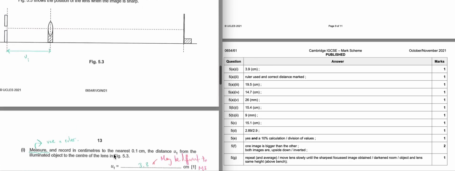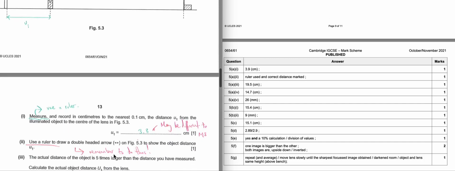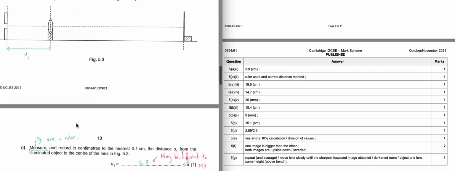First things first, we're asked to measure using a ruler the distance U1 from the illuminated object to the center of the lens. I'll just scroll down a bit so you can see. That's this distance here, on the left-hand side. Now, when I used my ruler, I measured 3.8 centimeters. I used a ruler with millimeter gradations and found the distance to be 3.8.